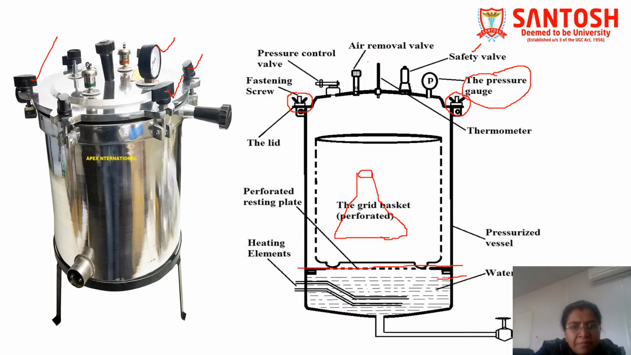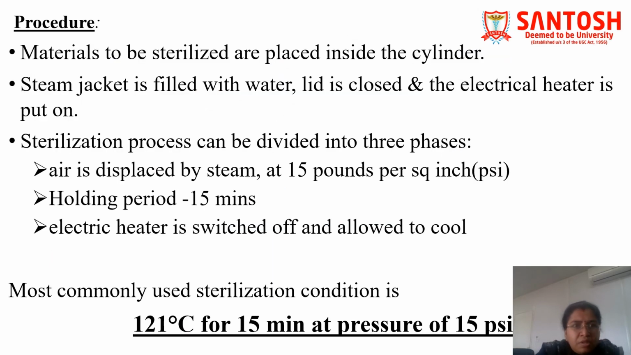So there are 3 parameters which are very important in an autoclave. One, the time period, how much duration we have to give; another is pressure, how much pressure there should be; and another is how much temperature there should be. Okay, so just slide. So the procedure, as I have told you: material to be sterilized is placed inside the cylinder, inside that basket. Then the steam jacket is filled with water, the lid is closed, and the electric heater is put on.